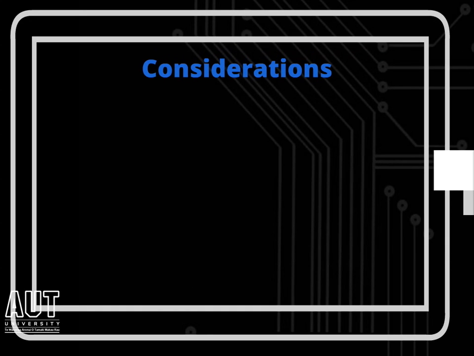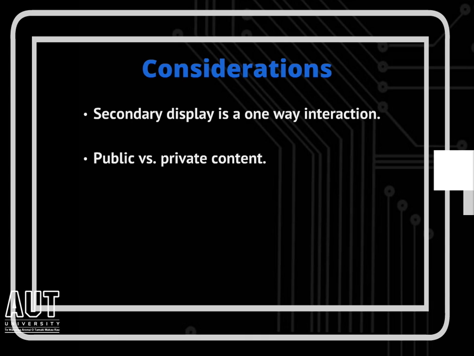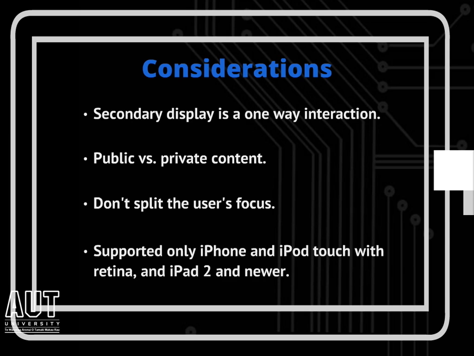Some other considerations for utilising secondary displays, which is a bit of a recap as well: again, it's a one-way interaction. Typically if you just mirror something, that's still a one-way interaction, and there is the opportunity to actually change that. You can use that secondary display not just for interaction, but to offer control over public and private content and make it relevant to the people in that space. Don't split the user's focus, because with something like Real Racing, you don't need to look down at the device, it's the hardware. So don't confuse the user about where to look. Are they supposed to look up there or look down there? And it's only supported on some of the newer devices, but ones we typically only see now anyway: iPhone, iPod Touch with Retina, and iPad 2 and newer. So that's less of an issue now.